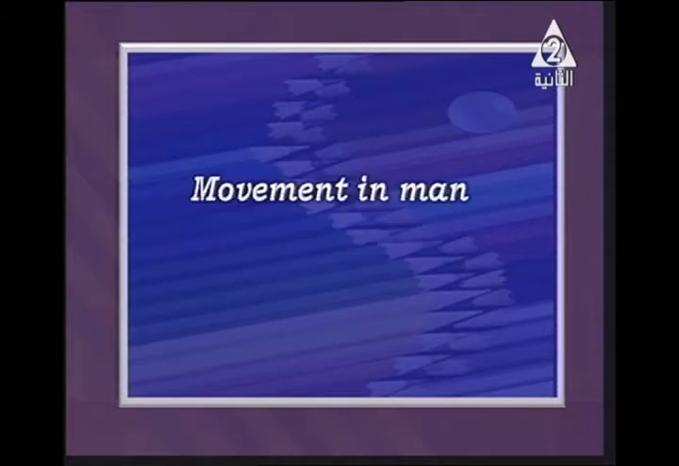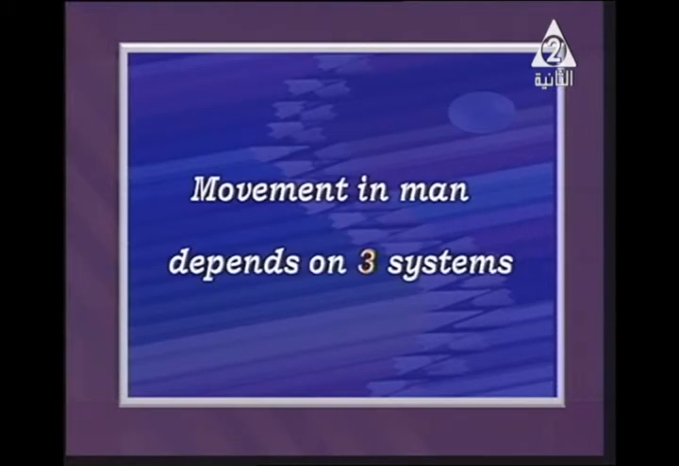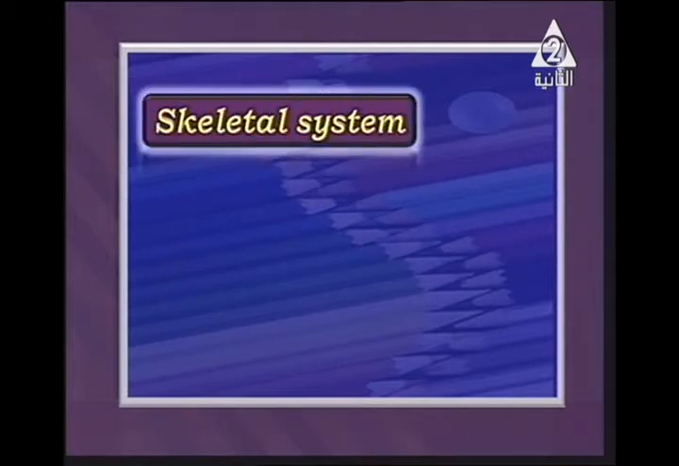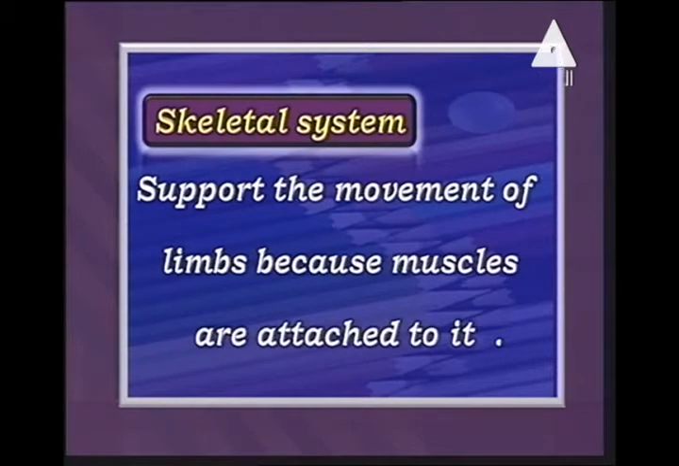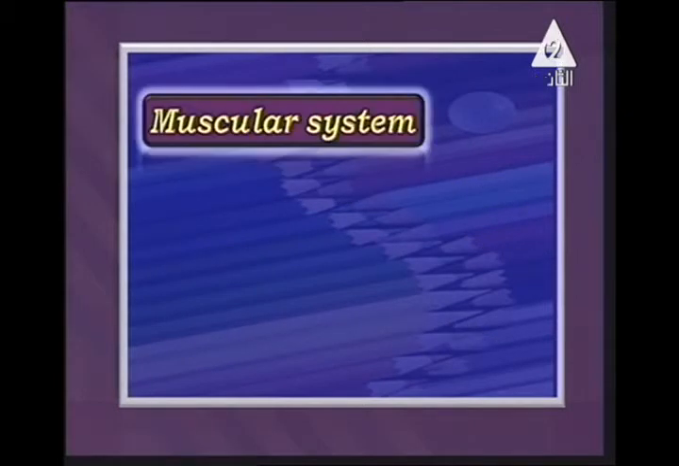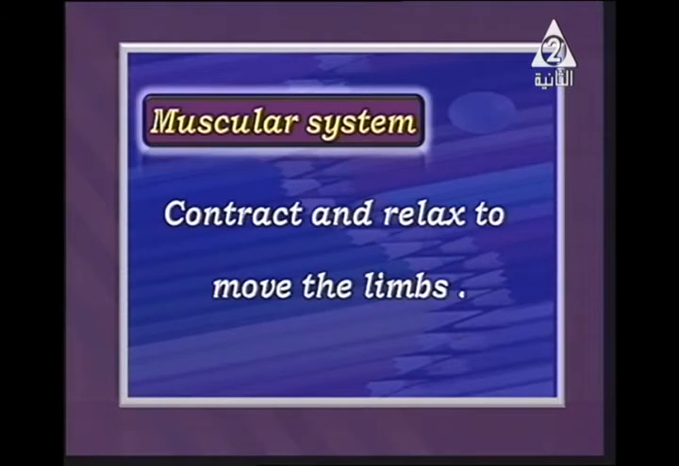Well, movement in man depends on three systems. The first one is the skeletal system, which gives support and the supportive function, and movement of limbs, because the muscles are attached to it. And also the muscular system, for contraction and relaxation of the muscles.